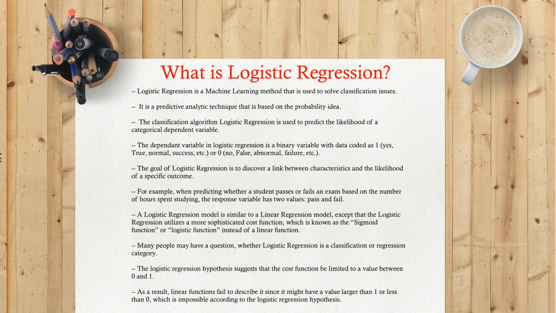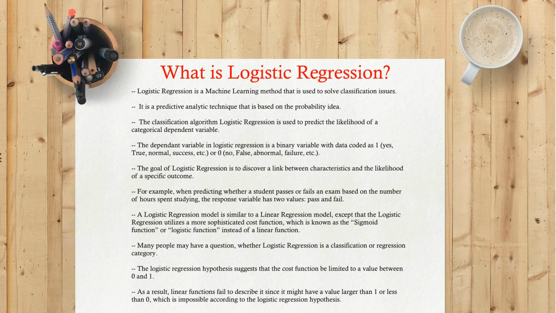The dependent variable in logistic regression is a binary variable with data coded as 1 (yes, true, normal, success, etc.) or 0 (no, false, abnormal, failure, etc.). The goal of logistic regression is to discover a link between characteristics and the likelihood of a specific outcome. For example, when predicting whether a student passes or fails an exam, based on the number of hours spent studying, the response variable has two values, pass and fail.